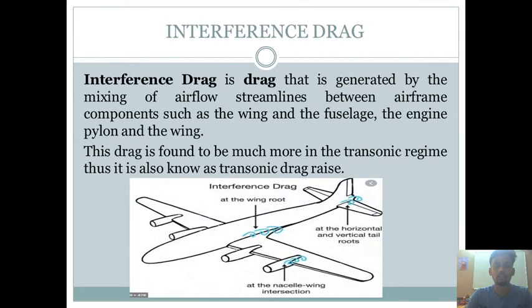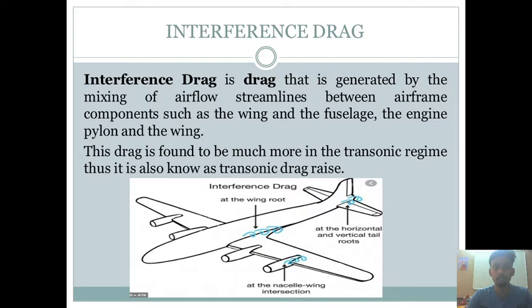Now let us see about the interference drag. Interference drag is the drag that is generated by the mixing of airflow streamlines. Kindly note, it is generated by the mixing of airflow streamlines in between the airframe components such as the wing and the fuselage, the engine payload and the wing.